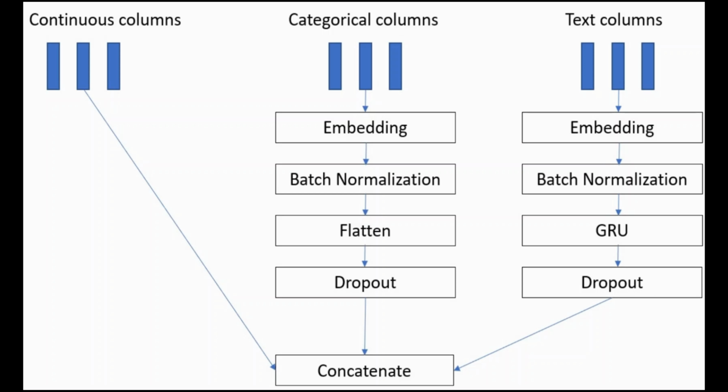This diagram shows how the column categorizations are used to define the layers that make up the deep learning model. Continuous columns are sent straight through to a concatenate layer in the Keras model. Categorical columns have embedding, batch normalization, flatten, and dropout layers as well, while text columns have embedding, batch normalization, GRU, and dropout layers.